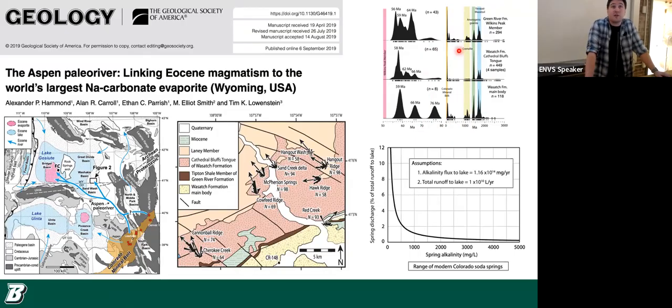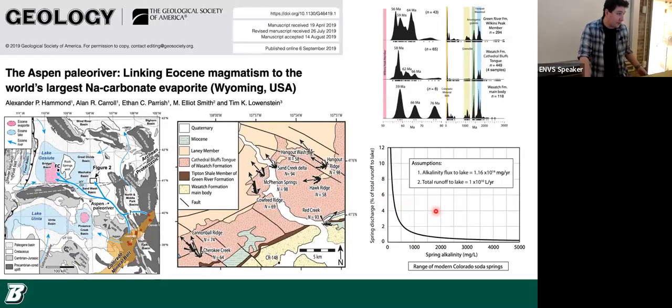Now, the third line of evidence here is they tested some modern spring waters to see could they supply the alkalinity that's necessary to get us these minerals. And they found that it actually doesn't take all that much spring water to get there.